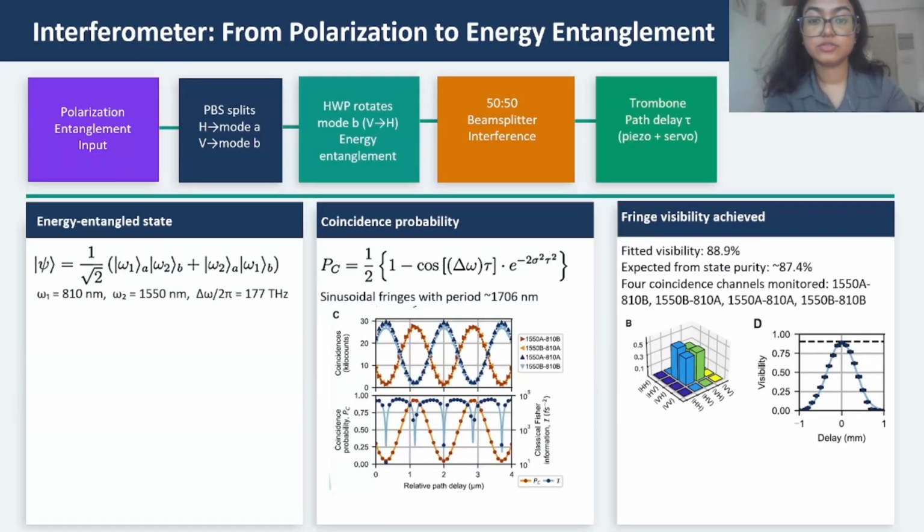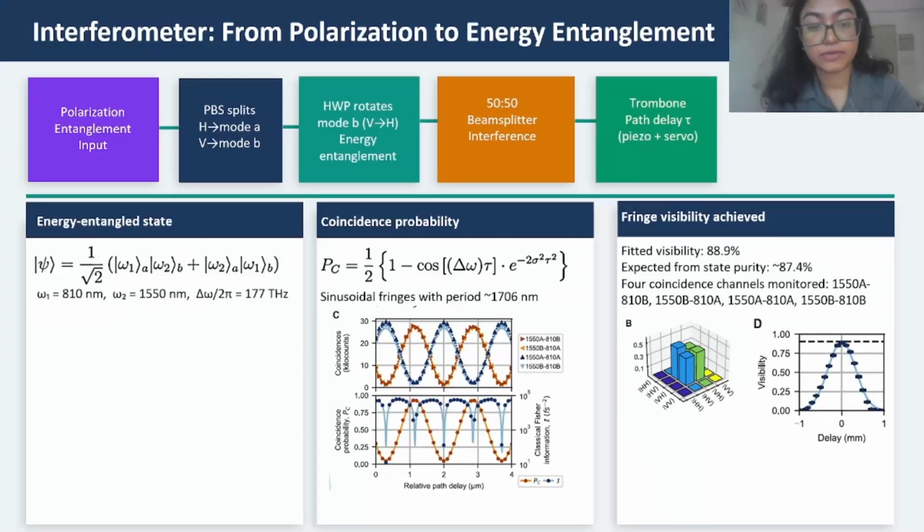This slide covers the most important concept, that is converting polarization entanglement into energy entanglement. Here's how it works. The polarization entangled state enters the interferometer module. It passes through the polarizing beam splitter, or PBS. The PBS transmits H polarized photons into spatial mode A and reflects V polarized photons into spatial mode B. Because the two wavelengths in our entangled state correspond to orthogonal polarizations, the PBS effectively routes the 1550 nanometer photon into one spatial mode and the 810 nanometer photon into the other.